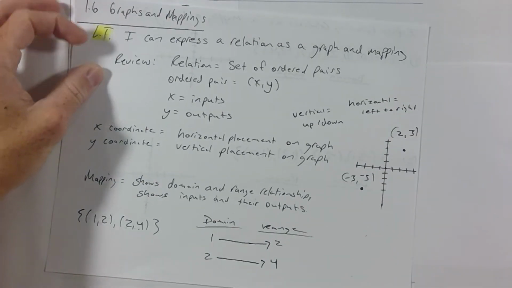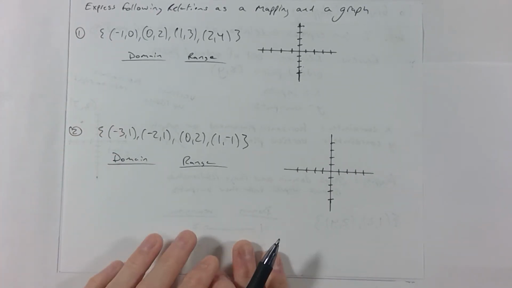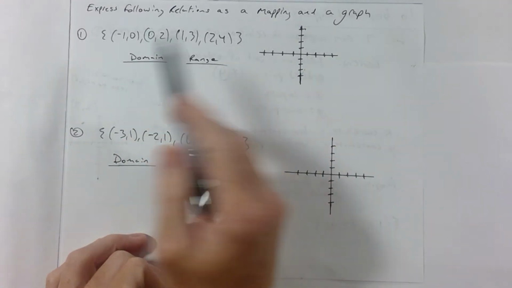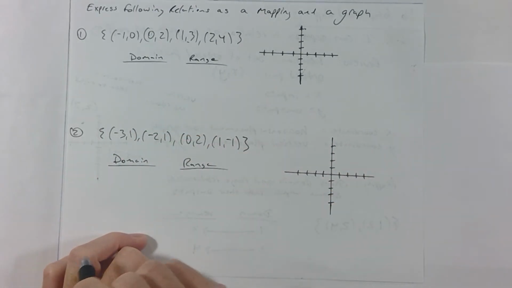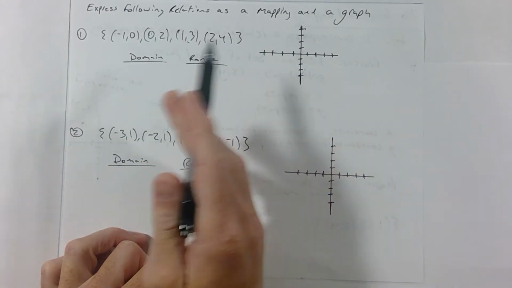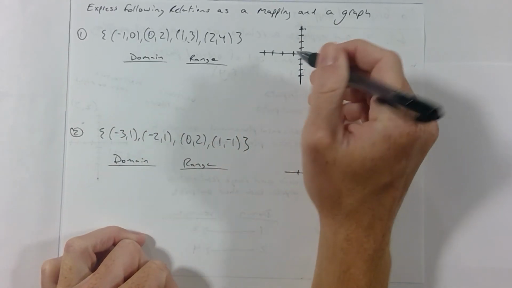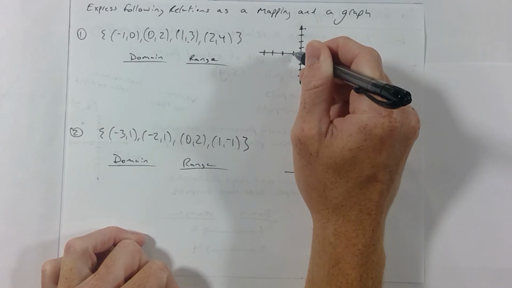We have some examples on the back to work with now. I want to express the following relations as a mapping and a graph. I'm going to do the graphs first on both of these. Number 1, I have 4 ordered pairs: -1, 0; 0, 2; 1, 3; and 2, 4. If I want to graph them, remember, x's are my horizontal placement. Y's are my vertical placement. If I plot this first point, -1, 0, I start at the origin. I move left 1 because that's my horizontal placement.